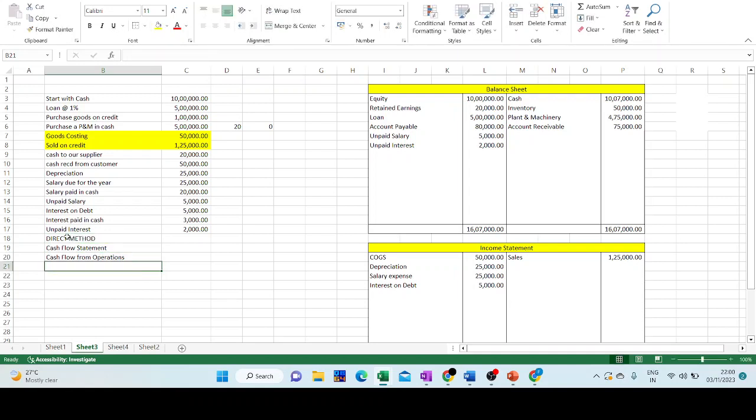So the direct method basically identifies the uses of cash and deducts it from the sources of cash. So first, source of cash. The first source of cash from operations is what, guys? Cash received from customer, which is 50,000. Now we'll identify the uses of cash. Guys, please remember, sources of cash would be reported as a positive number and uses would be reported as a negative, because source is an inflow and use is an outflow, right?